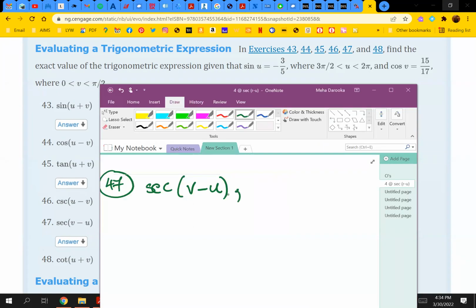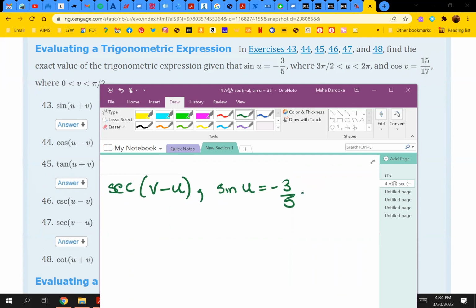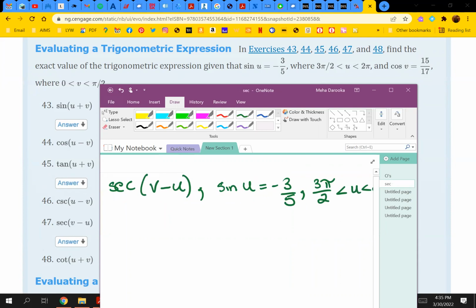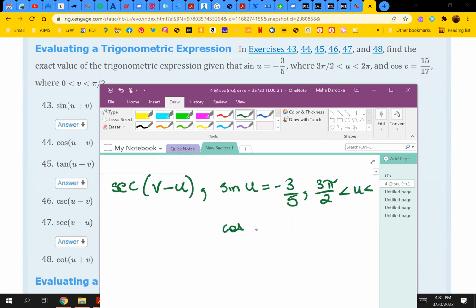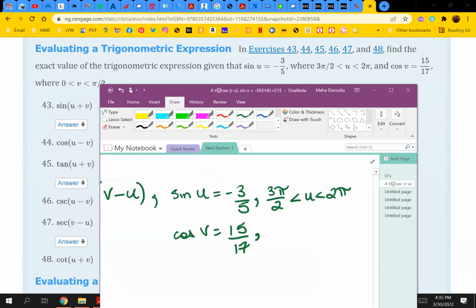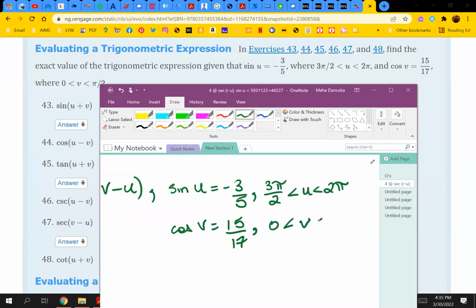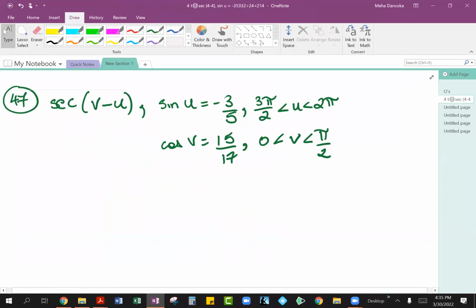And then let's write down what we know. So we know sine of u is equal to -3/5. And this is in quadrant 4, between 3 pi halves and 2 pi. We also know cosine of v is 15/17. And here, our v is given in the first quadrant, between 0 and pi halves. So this is the known information that we have.